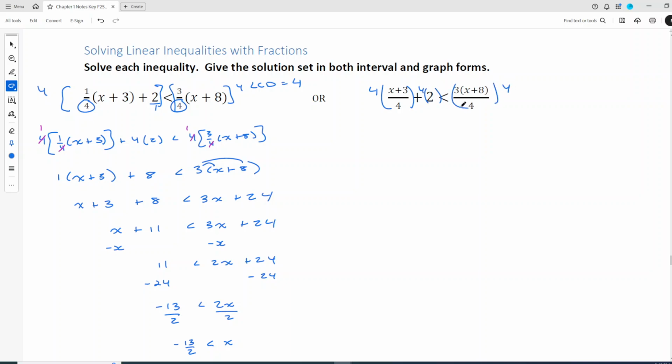If you had written it like this, you're just multiplying every term by 4, and then maybe it's a little bit easier to see that 4 divided by 4 is 1. I'm left with 1 times x plus 3. The 4 divided by 4 is 1. I'm left with 3 times x plus 8, right? However you like to see it is great.